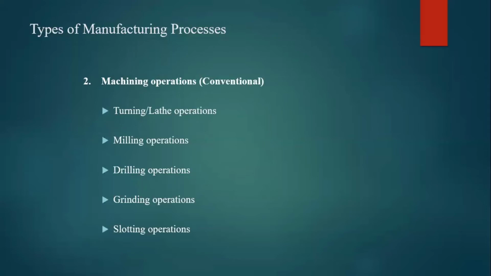So in the case of conventional machining operations, we have a variety of operations: the turning operations or lathe operations, milling operations, drilling operations, grinding operations, slotting operations. We have the shaping operations, planing operations, boring operations, reaming operations, sawing operations. We will discuss these operations individually later on.